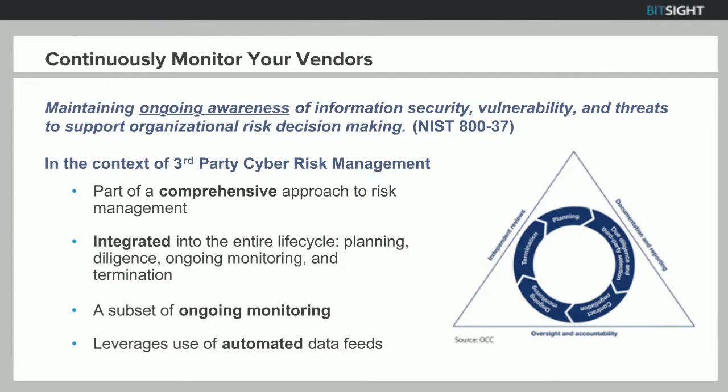And specifically in the context of third party, they say that you need to have a comprehensive approach, and it should be integrated into the entire life cycle of the third party relationship. And we'll talk about some of the life cycle stages in the next slide. And you have to make the third party monitoring part of the ongoing monitoring that you do for the other types of risks that you have. And NIST actually recommends that you use automated data feeds to stay on top of third parties' security postures, because there's only so much you can do from a manual perspective in terms of making sure that you're covering all your bases when it comes to evaluating third-party risk.